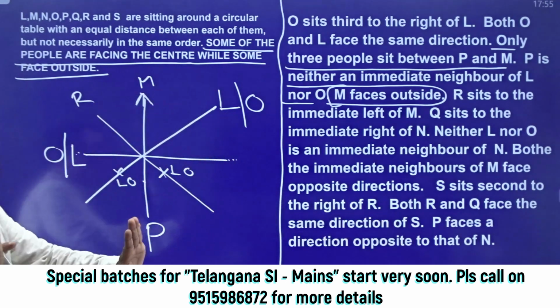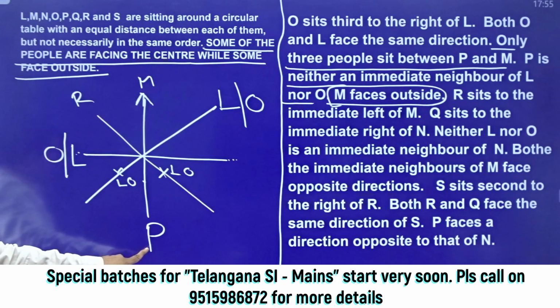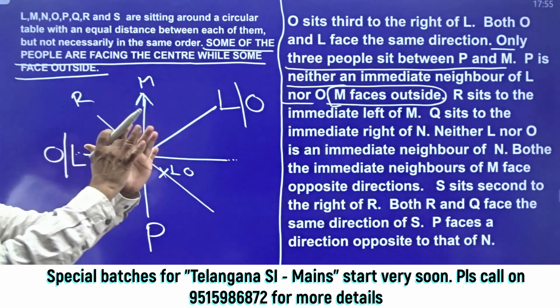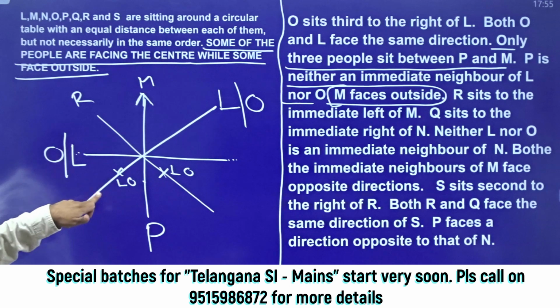How I have done, students, you see, I started with M. With M, the connection is for P. I kept P here. M and P, of course, R was there. Using the data, P cannot be the neighbor of L and O. These two are ruled out.